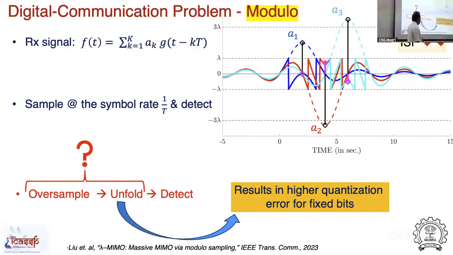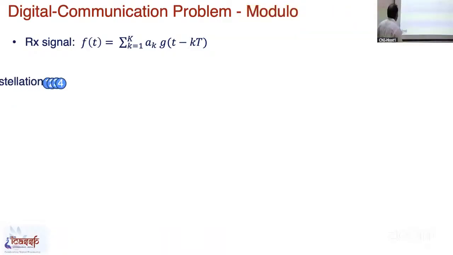This will usually result in much higher quantization error, because when you are doing unfolding, you are applying some algorithm. If there is any issue or error in the algorithm, it will carry forward to your detection as well. So we want to completely avoid these things. We started having the question: what will happen if we can avoid the unfolding part completely? I'll just explain this in a very simple sense.